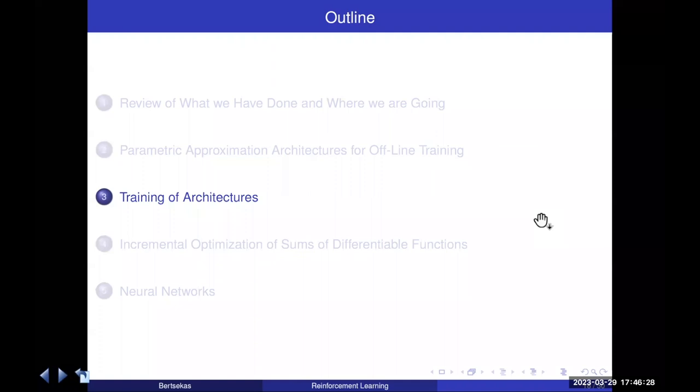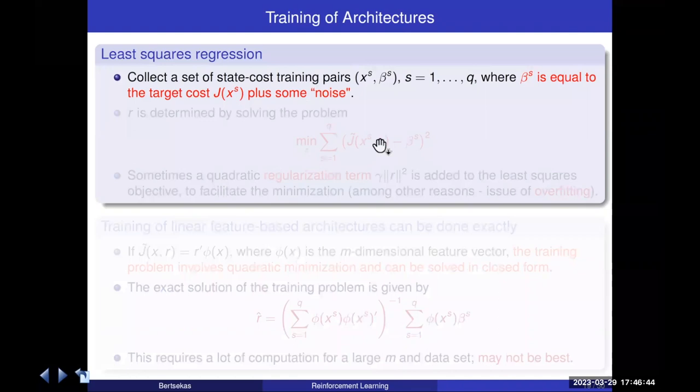we'll now discuss the training of architectures, both linear and nonlinear. Remember that what we try to do here is to first collect a training set, a set of state cost pairs, X_s, beta_s. Beta_s is the target cost at X_s plus some noise, okay? It could involve some noise. The methods don't change if this is so. And the parameter vector is determined by trying to match the output of the architecture to the corresponding cost of the training pair.